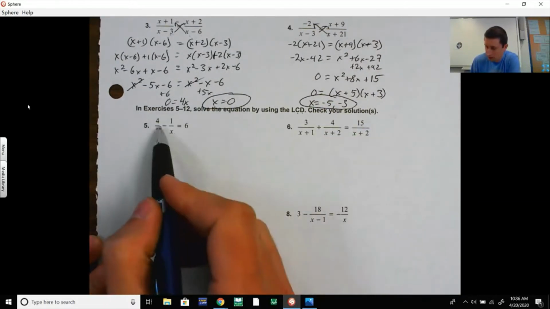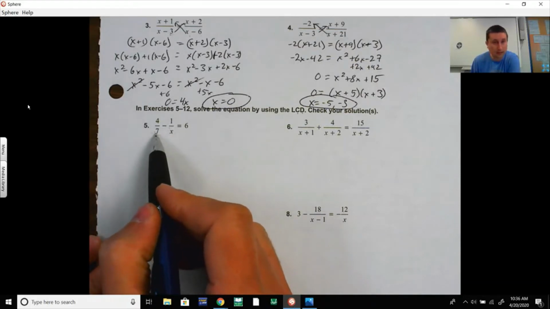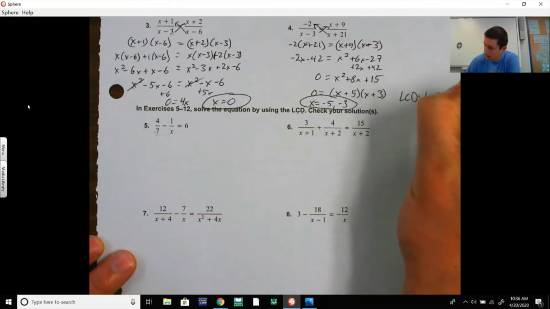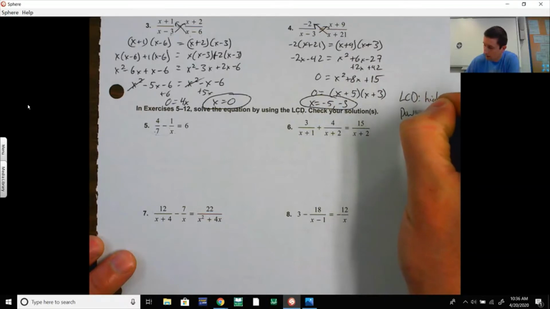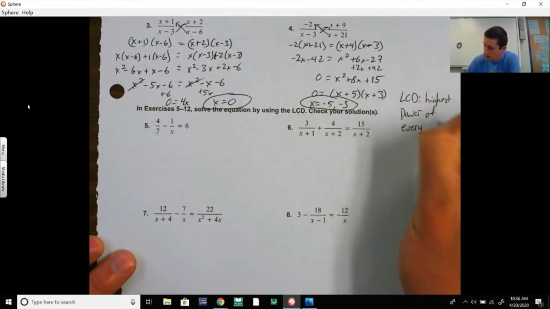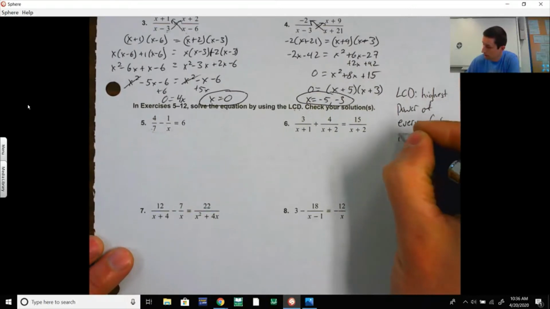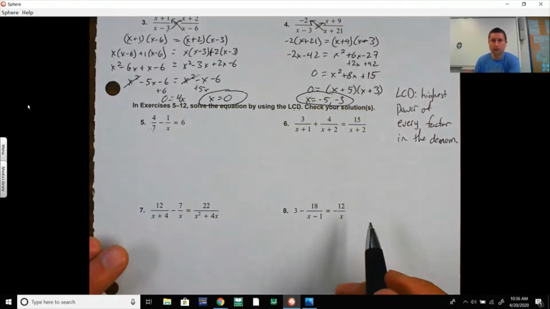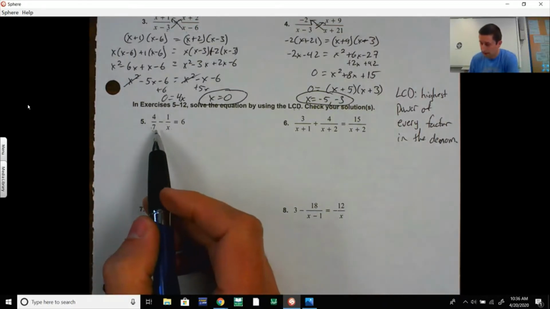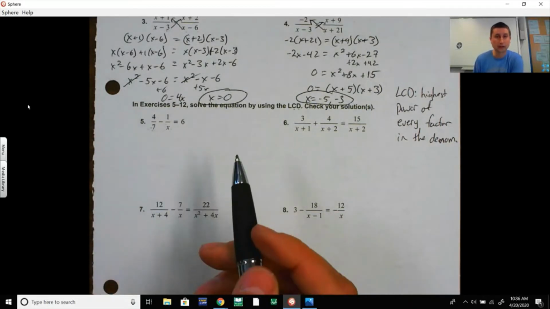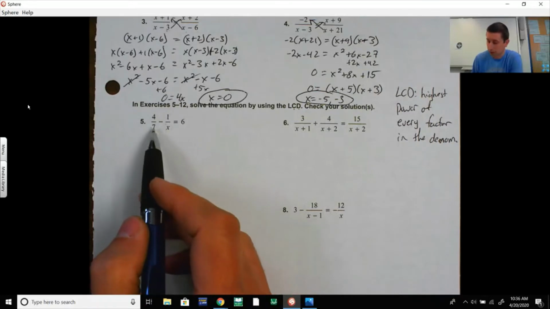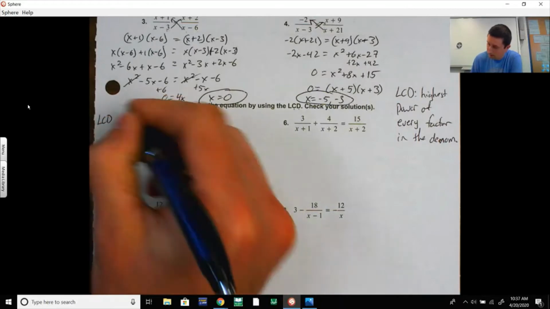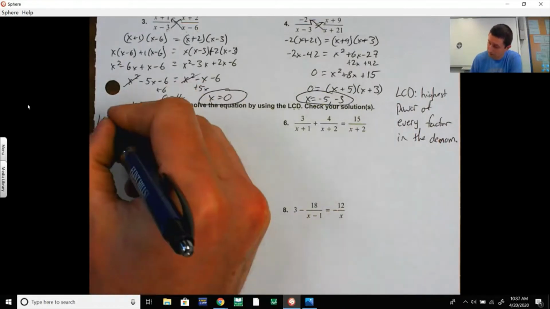What we're looking at here is the denominators. I have a 7 and I have an x. The LCD is going to be the highest power of every factor in the denominator, the bottom part. So when we have a 7 and an x, 7 is a factor and x is a factor. The highest power of 7 here is 7 to the first power. The highest power of x is x to the first power. So our LCD here, and it's not a liquid crystal display either, is 7x.